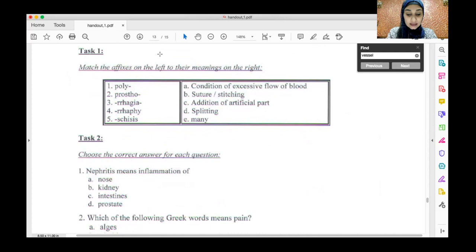Poly means many. We have prosthesis, meaning addition of an artificial part. We have -rrhagia, meaning a condition of excessive flow of blood. We have -rrhaphy, meaning suture or stitching. And we have -schisis, meaning splitting.